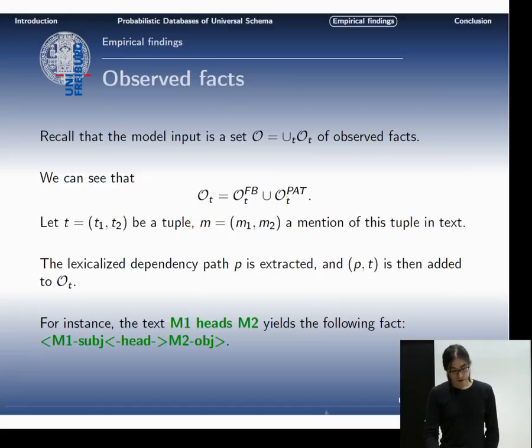And this again is how we might construct the input data for the model, the observed facts, the set O we had seen before. It is again a union of the observed facts in Freebase and the observed facts in the surface pattern database. That's O_FB and O_PAT. It's these two sets. And I think this has already been explained.